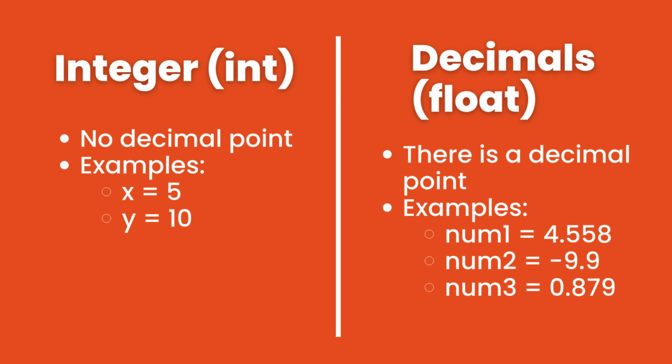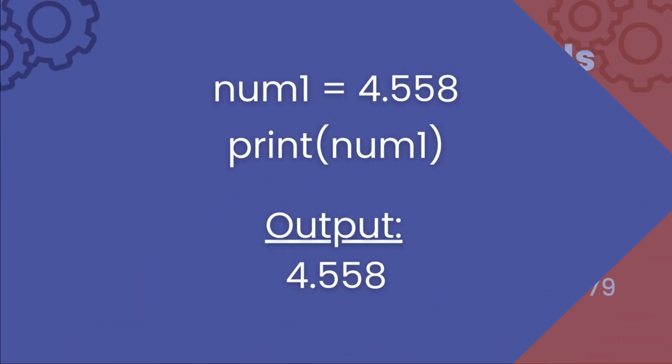You know that if I print out one of these variables, it will return the number stored in the variable. For example, writing print num1 will return the value 4.558.